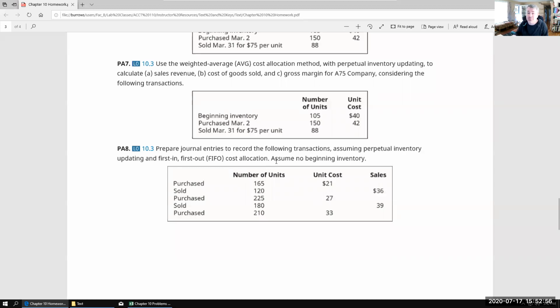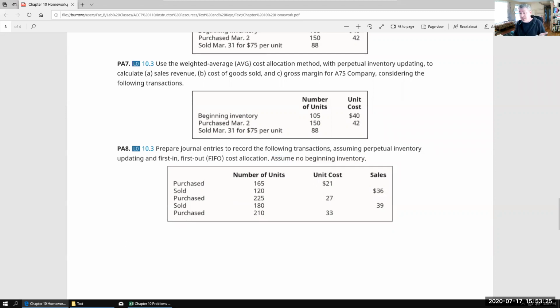Okay, so the next problem, we're using first in, first out inventory allocation or cost allocation. We have some purchases of inventory and we have some sales. And for each of these, we want to do the journal entries for the transactions. We are assuming no beginning inventory, so we're not adding to anything, we're starting from scratch.